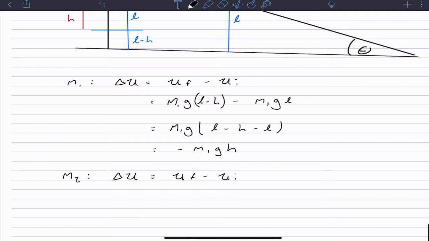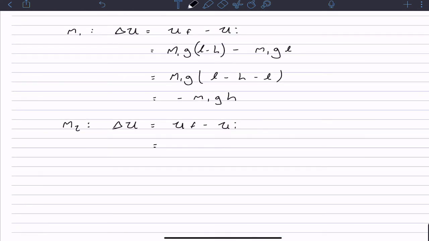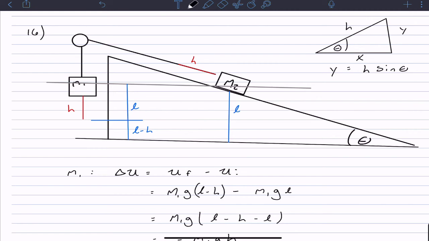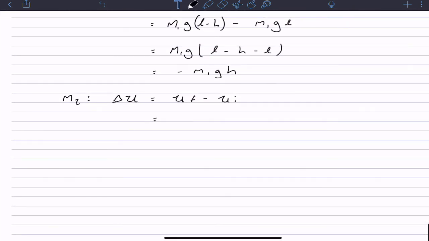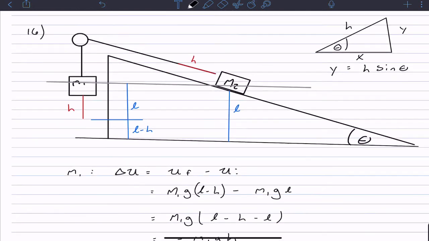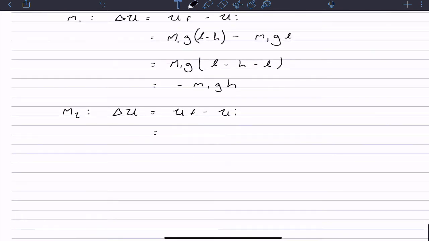UF minus UI. So what is UF? Let's look at our incline real quick. This is going to move up a distance of h, right? But we said that this actually moves straight up, since we're only considering the gravitational potential. This is going to move up a distance of y, which is h sine theta. But it also is L, right? So it's going to be L plus h sine theta, right?